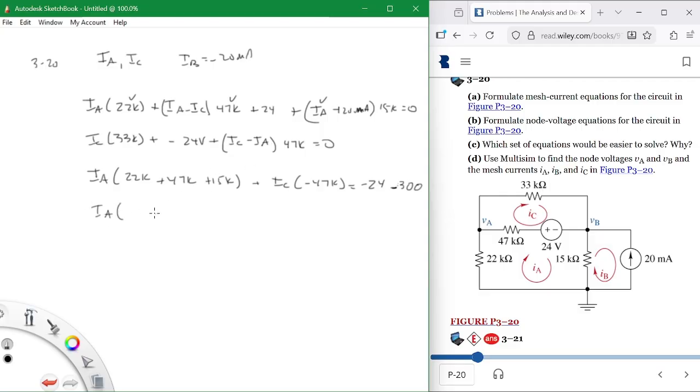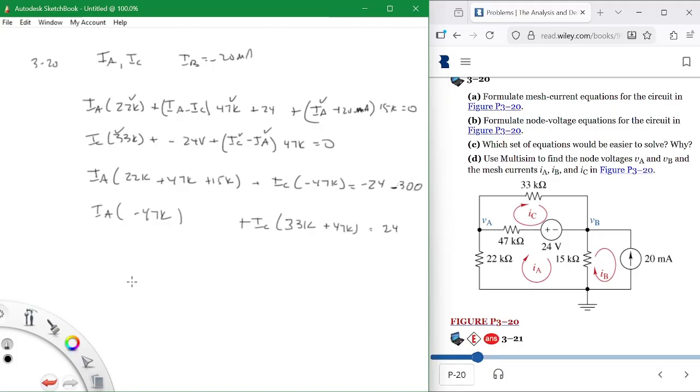times minus 47K, that's that one right there, plus IC, and IC has to be plus 33K plus 47K, that's that one, equal to 24, right? I'm done, except I've got to go through and evaluate it.